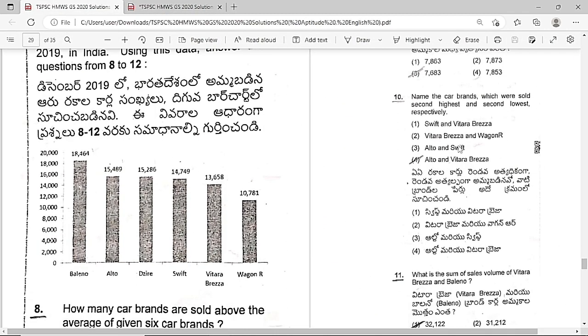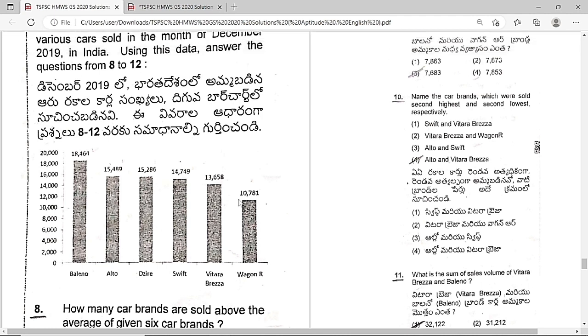So let's solve the other question. See the question here. Name the car brands which were sold second highest and the second lowest respectively. In this question they are asking us to name the car brands which were sold second highest and the second lowest respectively. Based on all these car companies, we have to figure out which is the first highest, second highest, third highest, fourth highest, fifth highest and sixth highest amount of volume of sale. From this we need to figure out which car company was sold as the second highest as well as the second lowest. Among the four options, option D, Alto and the Vitara Brezza, is the correct solution of this question.